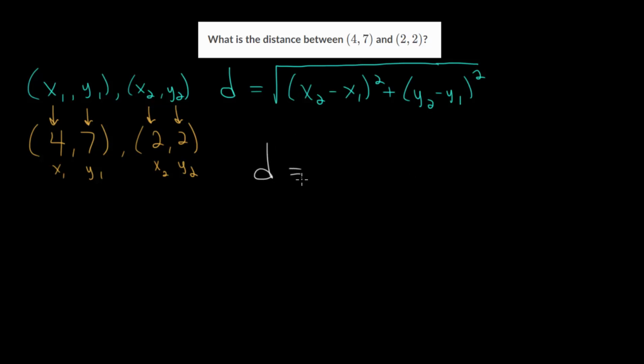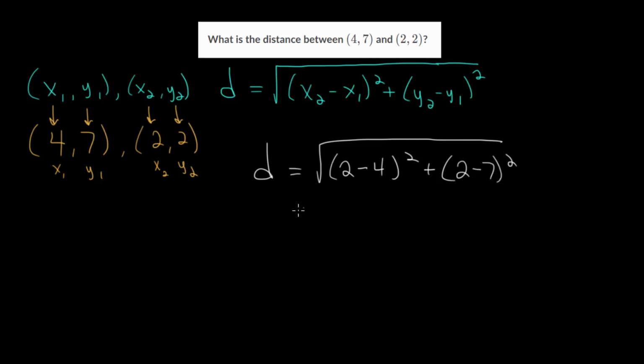So the distance between these points, it's the square root of x2 minus x1 squared. Well, we called x2, that is just 2. And x1 is 4. And we're subtracting, so we are subtracting 4 here. And then we have to square that. And then we have y2 minus y1. Well, y2 is 2. And we're taking away y1, which is 7, and we'll square that. So now we just simplify everything.